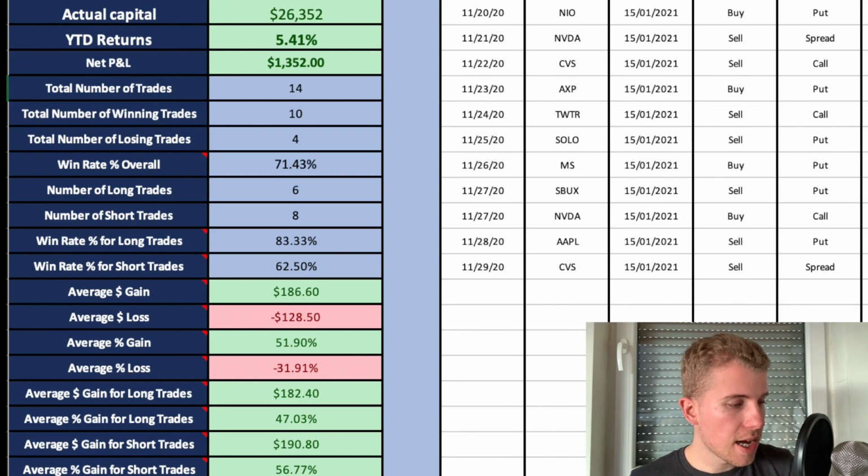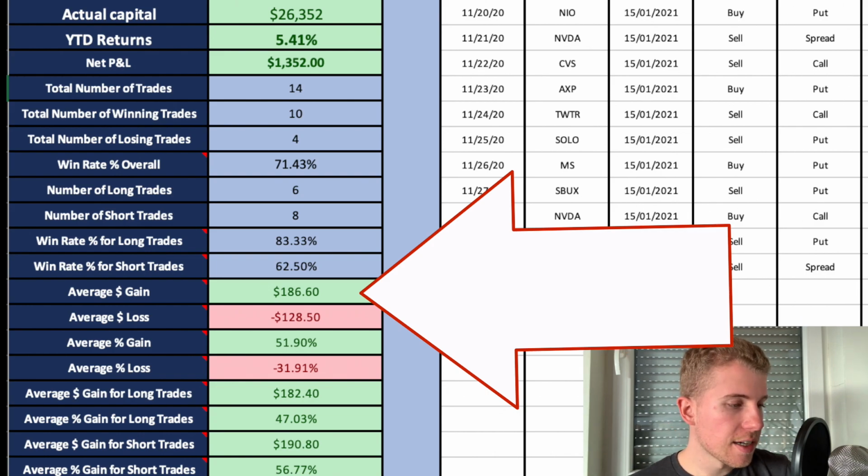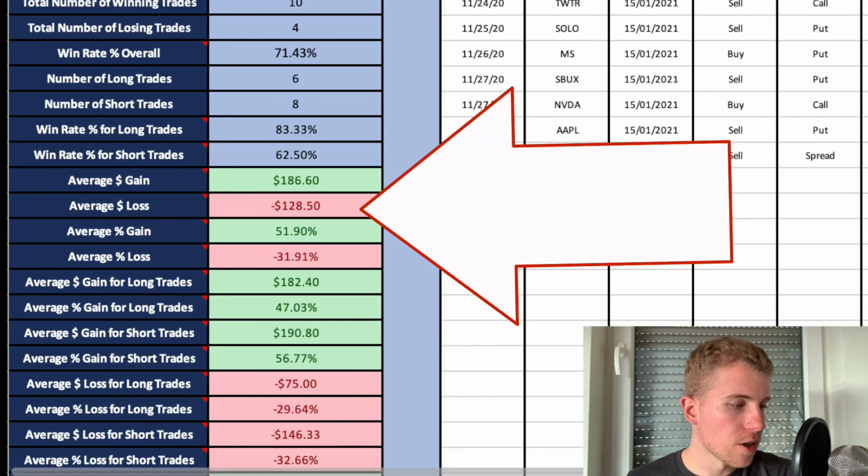And then after that, we have the average dollar gain, meaning how much you win on average when you win a trade. And you see that in our examples with all those fake trades, I win basically $186 on average when I win. Under that, we have the average dollar loss, which is how much you lose on average when you lose a trade, and you see here that it's $128.